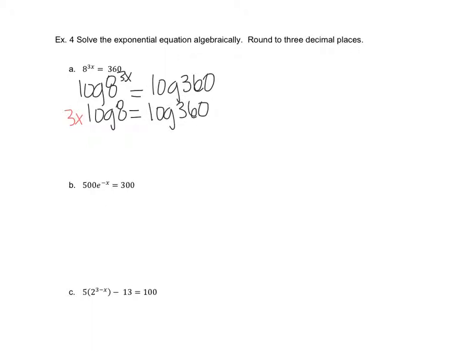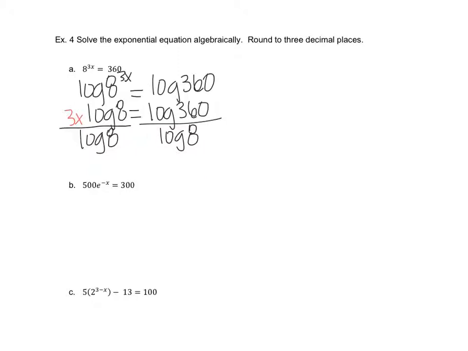Now, what you want to do is divide out log 8. Log 8 is just a number. So we're going to go ahead and divide both sides by log of 8. So in your calculator, you'll want to make sure you get your calculator out and do log of 360 divided by the log of 8. And you can go ahead and round to 3 decimal places there.